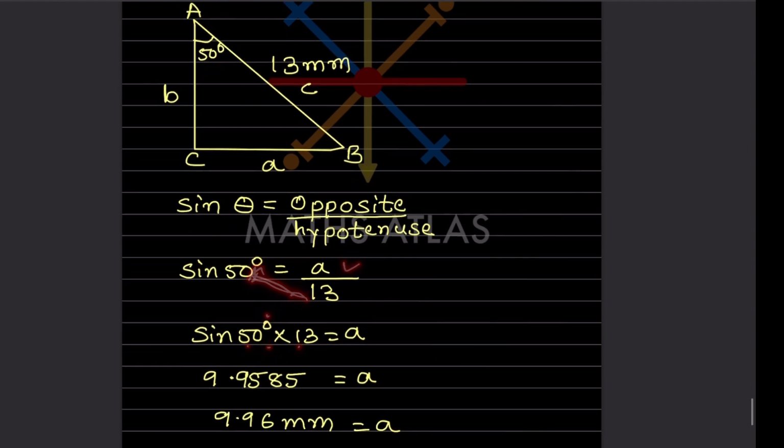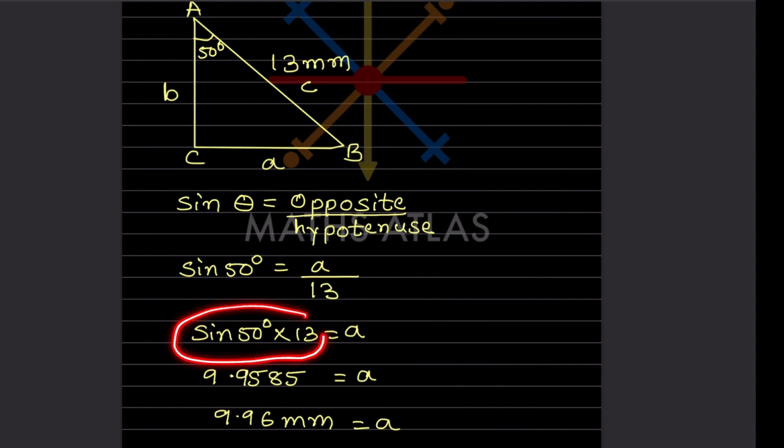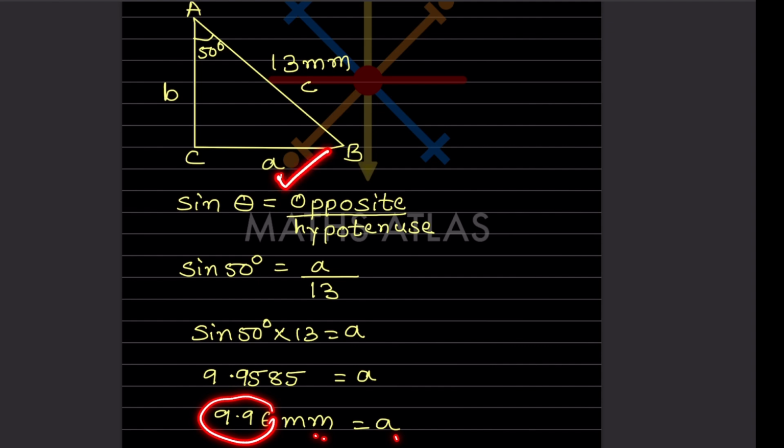Now you can use your calculator: type sine 50 into 13 and you get 9.9585, that is A. Then when we round this to 2 decimals, because this digit is more than 5, it becomes 6, so that will be 9.96 mm, that is A.